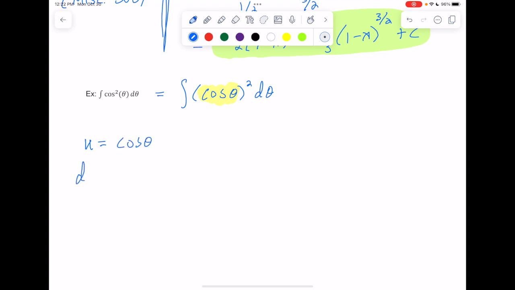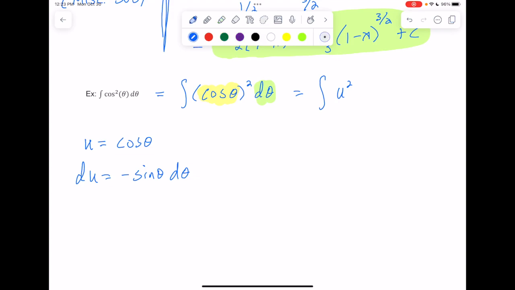And then we find our du by taking the derivative of the right-hand side, which is negative sine of theta, and then times d theta. And then we try to substitute. And at first it goes nice. You have cosine squared becomes u squared. But now you've still got this leftover d theta. So what are you going to do with that?